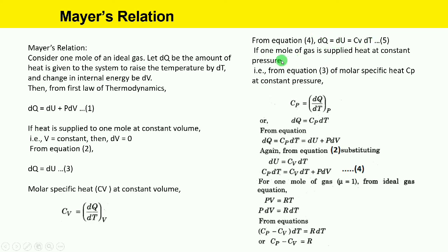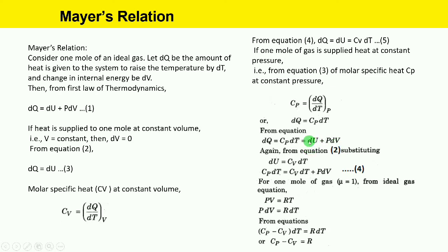Now suppose we consider 1 mole of gas at constant pressure. So Cp we can define, that is molar specific heat at constant pressure. So Cp will be dQ upon dT at constant pressure P. Again here dQ will be equal to Cp into dT. So dQ is equal to Cp dT, which is equal to dU plus P dV.